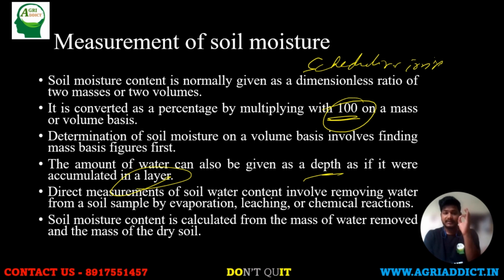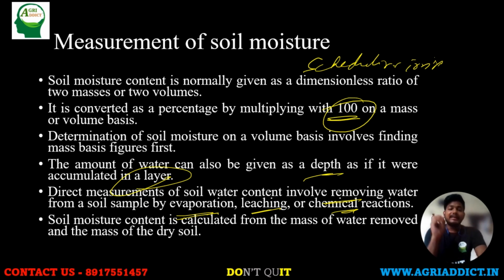Direct measurements of soil water content involve removing water from a soil sample by evaporation, leaching or chemical reaction, that we are going to see today. So the main principle behind the direct measurement is evaporation, leaching and chemical reaction. Evaporation means giving heat from outside sources. Leaching means giving pressure to the soil sample, so that the water will be leached down. And chemical reaction, so that we add a chemical agent, some chemical reaction will occur, and we will know the moisture content.